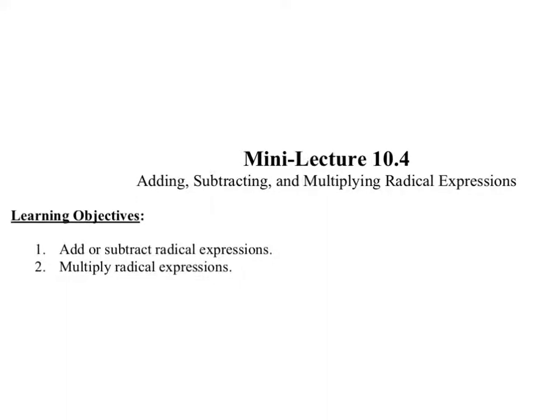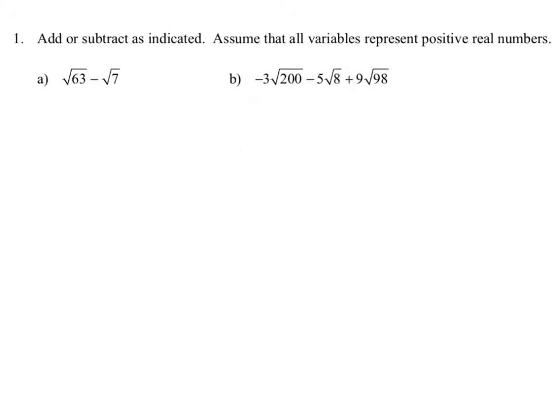In section 10.4, we're adding and subtracting and multiplying radical expressions. Add or subtract as indicated and assume that all variables represent positive real numbers. Now the thing to remember about adding or subtracting radicals is that the radicals must have the same index and the same radicand. In example A, we have the square root of 63 minus the square root of 7.